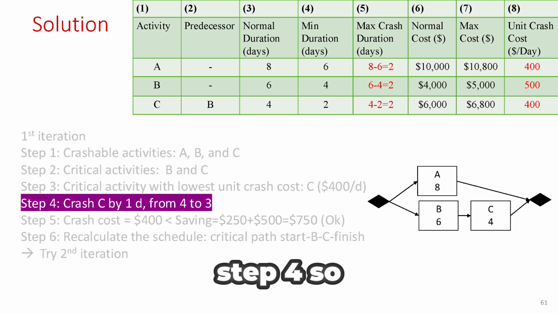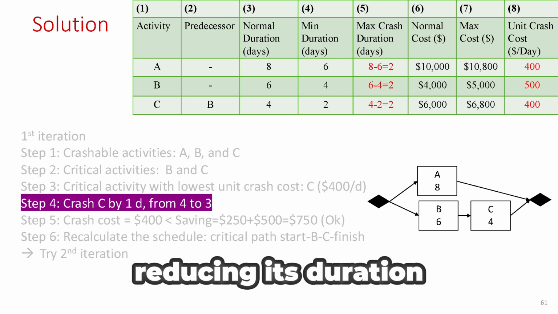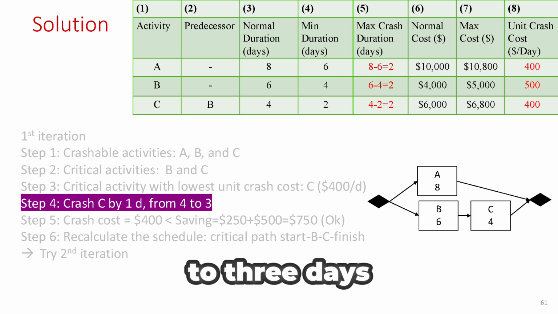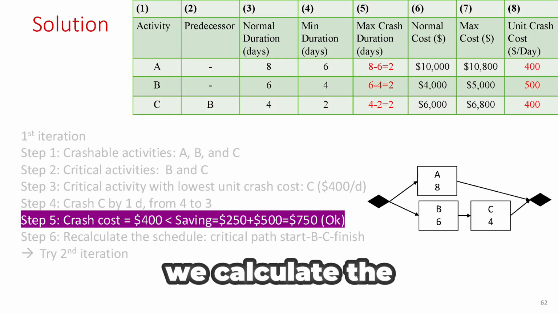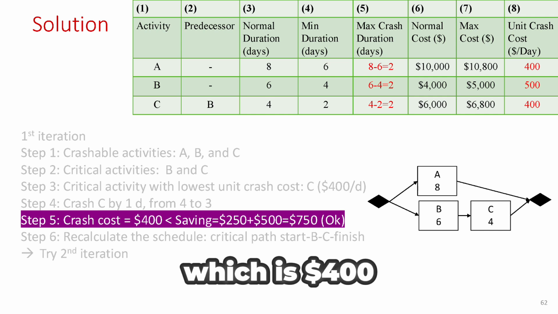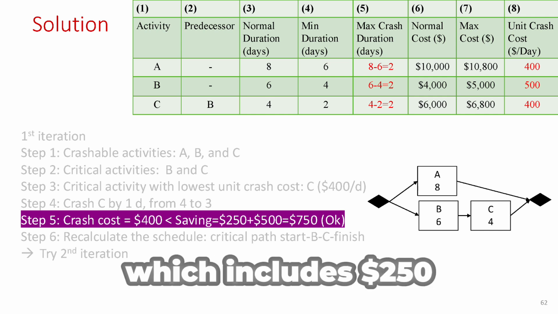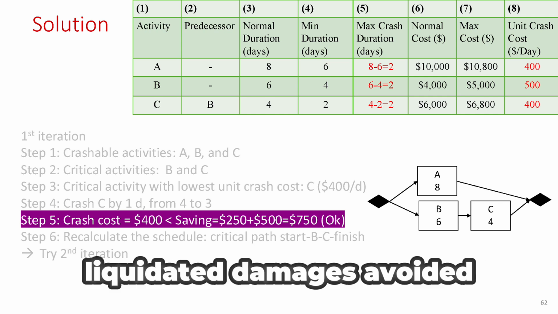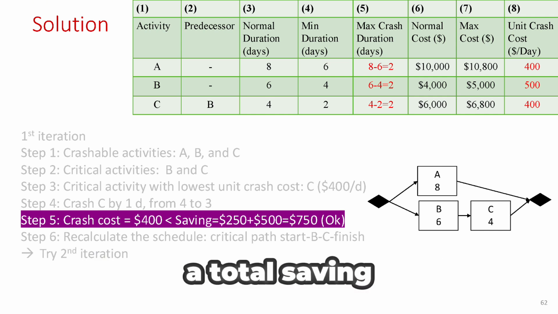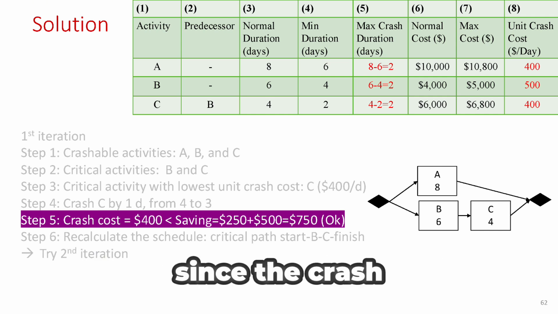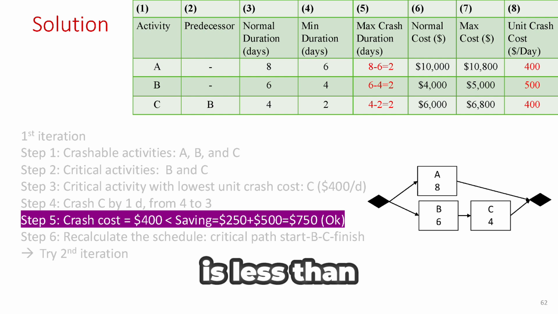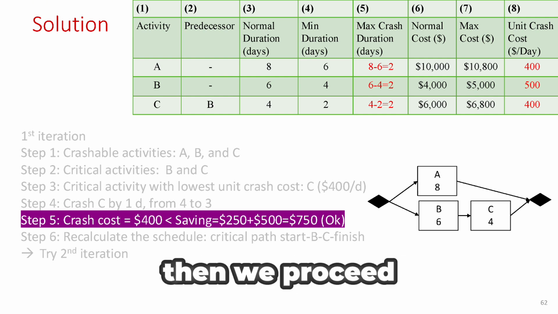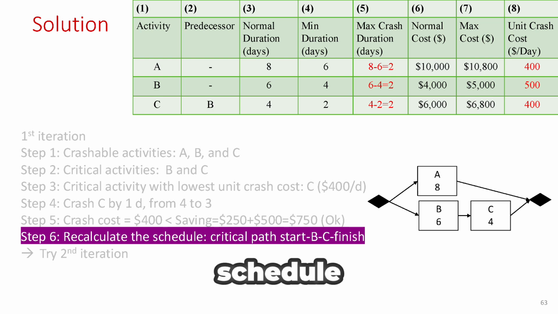Step 4, so we crash activity C by 1 day, reducing its duration from 4 days to 3 days. Step 5, then we calculate the crash cost, which is $400. We compare this with the cost savings, which includes $250 in daily overhead plus $500 in liquidated damages avoided, a total saving of $750. Since the crash cost of $400 is less than the saving of $750, this is a good move. Then we proceed with the crash and update the schedule.